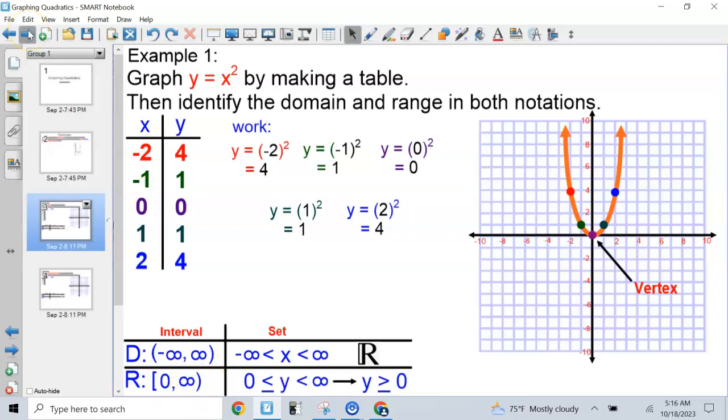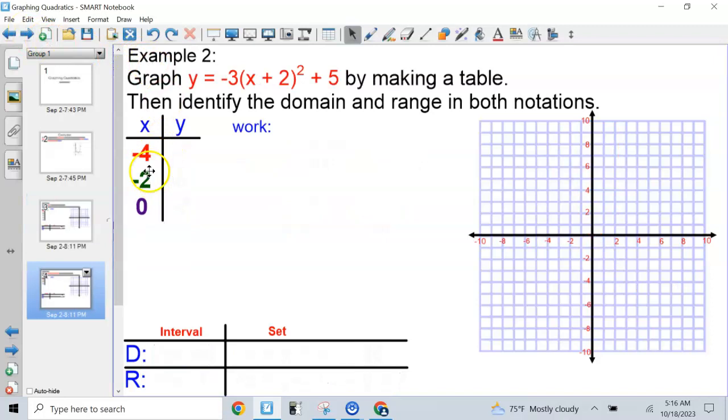Here's another example. This one will only do 3 points. I'm going to plug in -4, -2, and 0. This will require more work. So I plug in -4. I have to work on the inside first, parentheses. -4 plus 2 is -2. Then I square -2 to get 4. Then I multiply 4 times -3 to get -12. Then I add to get -7. Make sure you don't distribute this -3, because there's a parentheses exponent here.